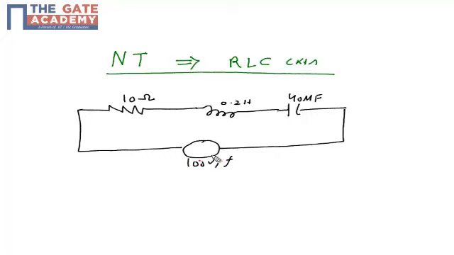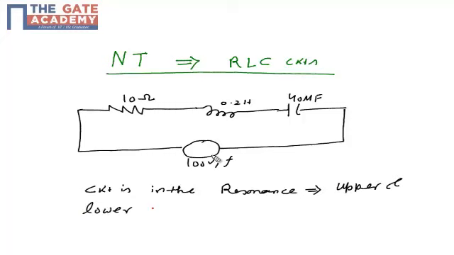In the question, it is given that the circuit is in resonance, and we need to find out the upper and lower cutoff frequencies of the circuit. So we have an RLC circuit, and we need to find out the upper and lower cutoff frequencies of the circuit.